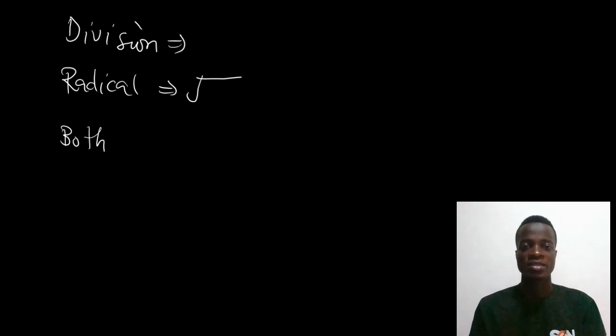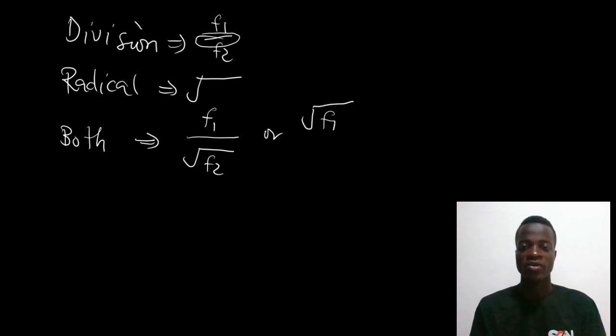And then some contain both. So the division sign is this symbol. Let's say function 1 divided by function 2. There's a kind of division inside, right? But radical functions contain square roots. You can have function 1 over function 2 in division form, or you can have it like square root of function 1 over function 2.